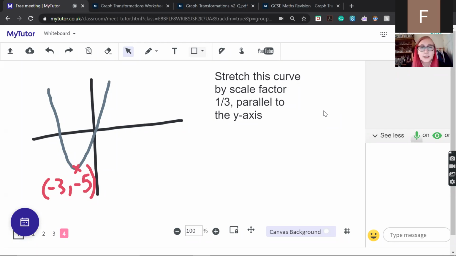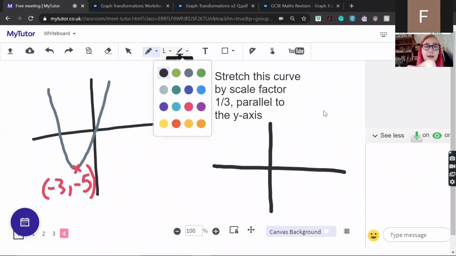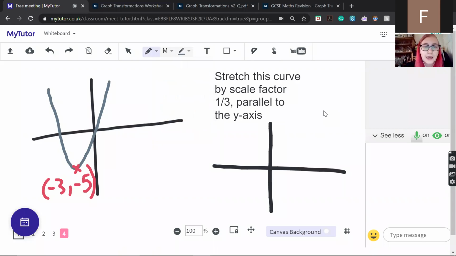If we again do a rough sketch and imagine that, remember parallel to the y-axis means we're going to do some sort of vertical stretch, so we're stretching it up like this, although it's a third, so in this case it's going in. So it's going to look a bit like this. It's just doing it a bit quicker, if that makes sense.